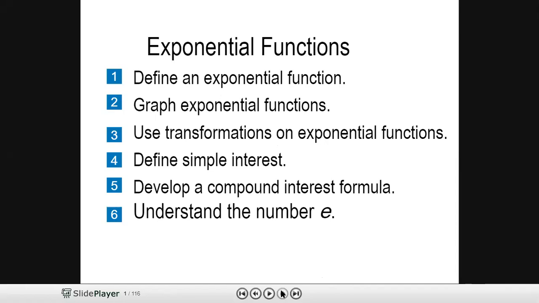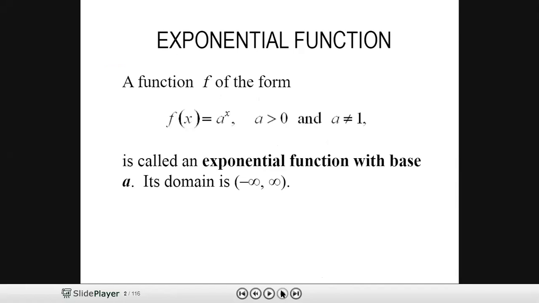Let's see. An exponential function is a function f of the form f of x is equal to a to the power x. Now the variable is coming as an exponent of the constant, and the necessary condition is that a must be greater than 0. This base must be a positive number, and that should not be equal to 1.